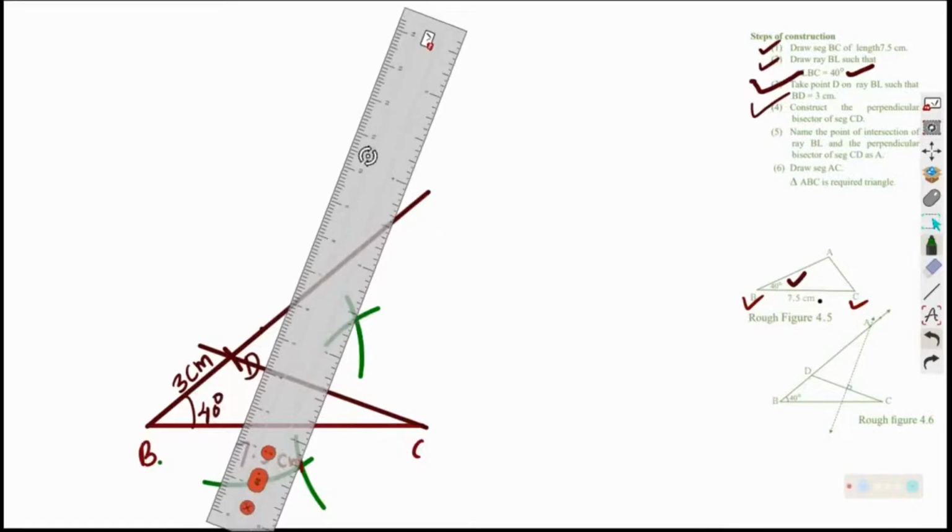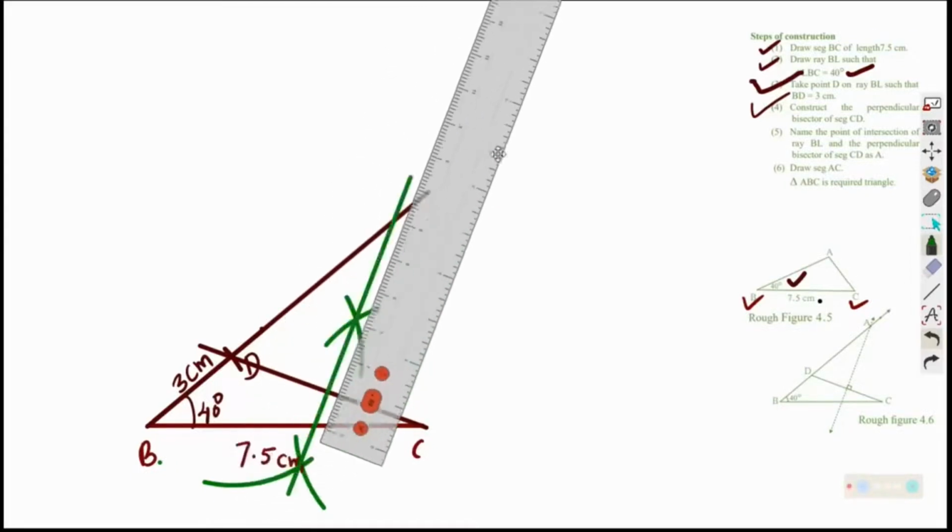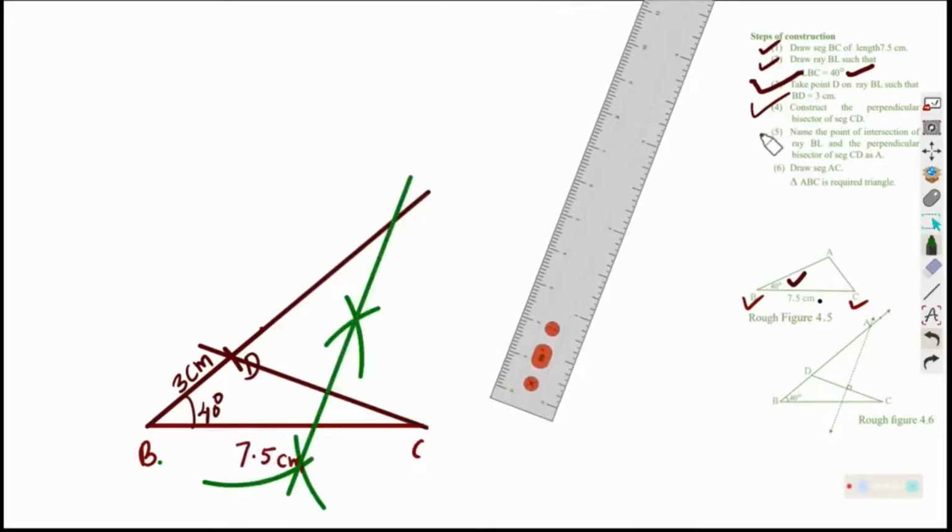Let me adjust the scale. Okay, enough. We can draw it now. Now it will intersect at a point on the line extended from BD. The side BD is extended. There is a point of intersection, which we know is a point of intersection created by perpendicular bisector. We will mark it perfectly.